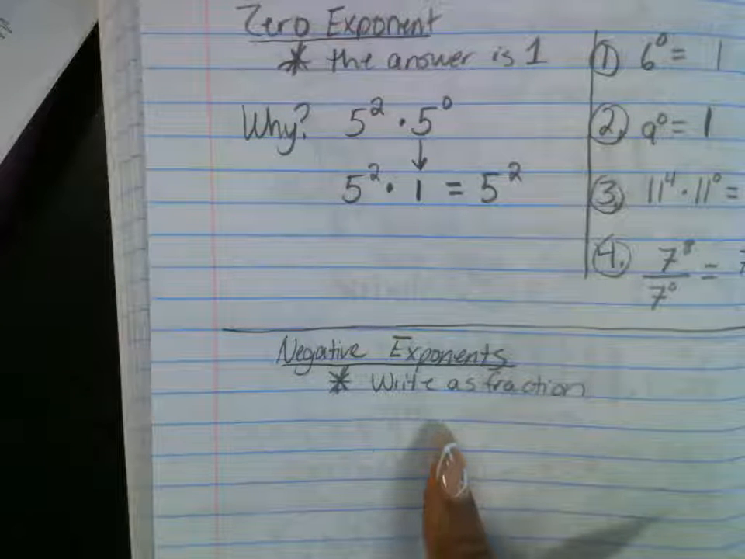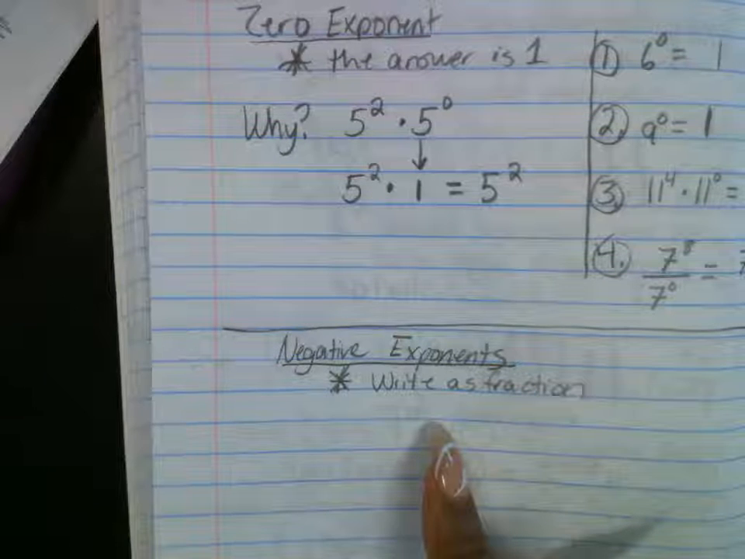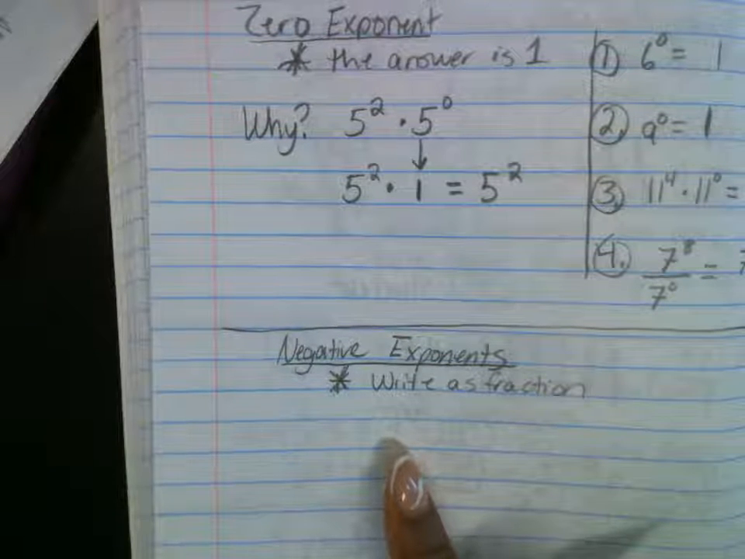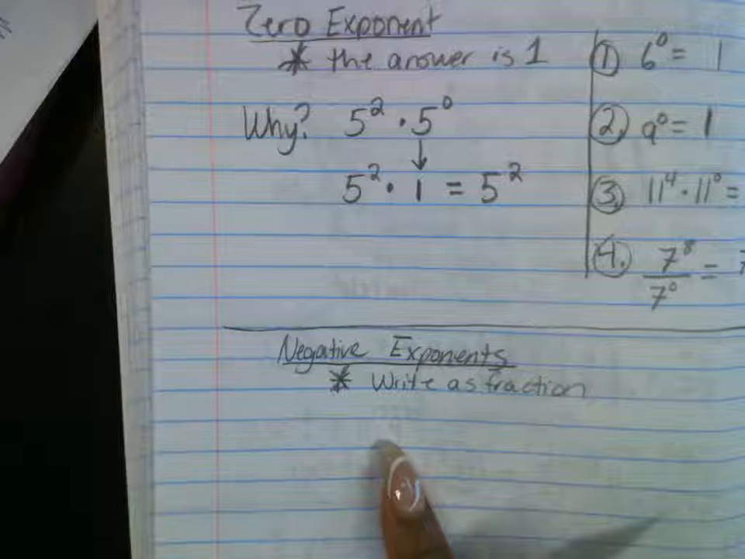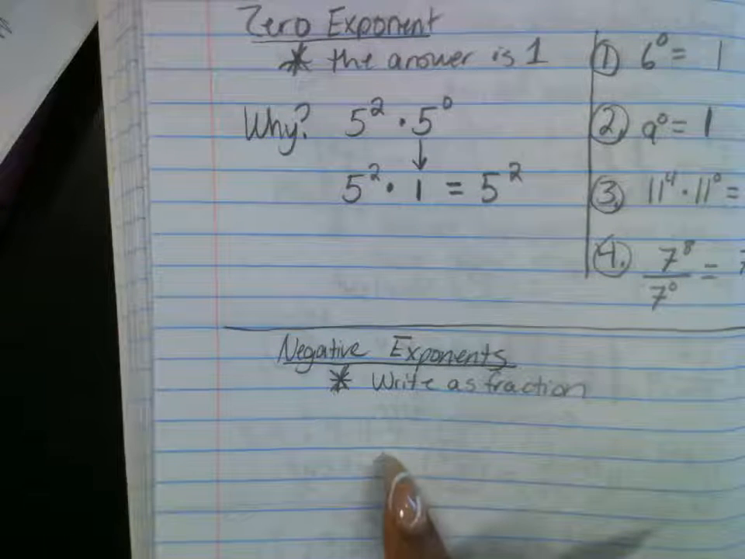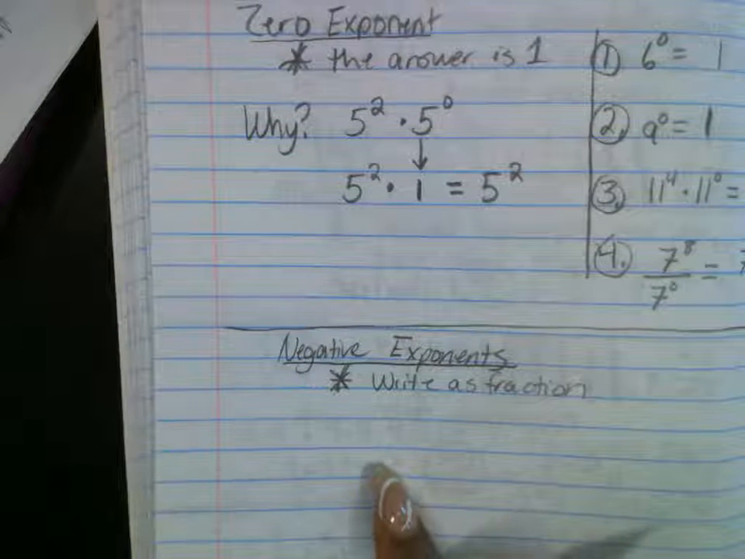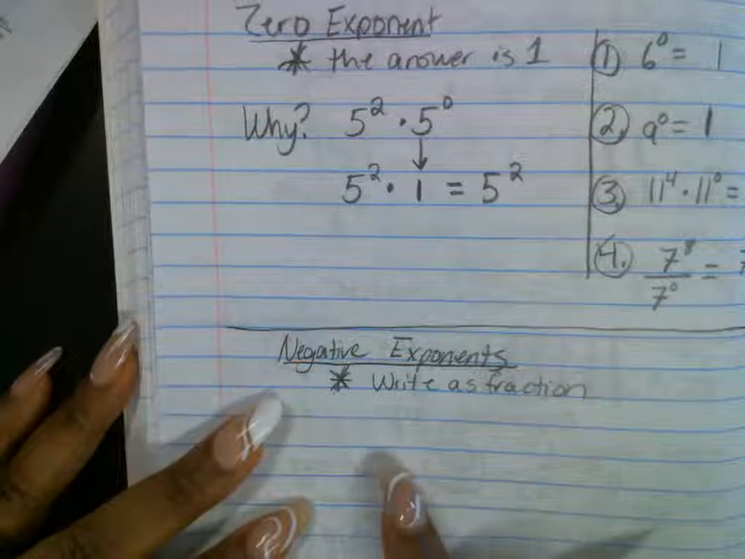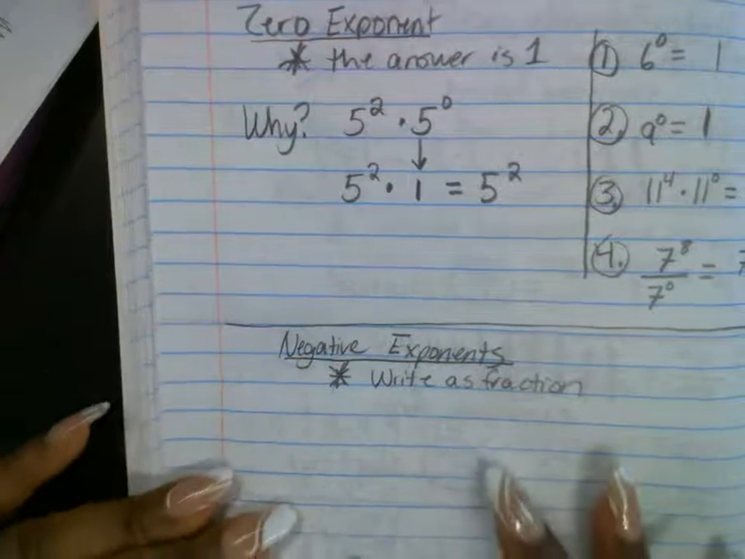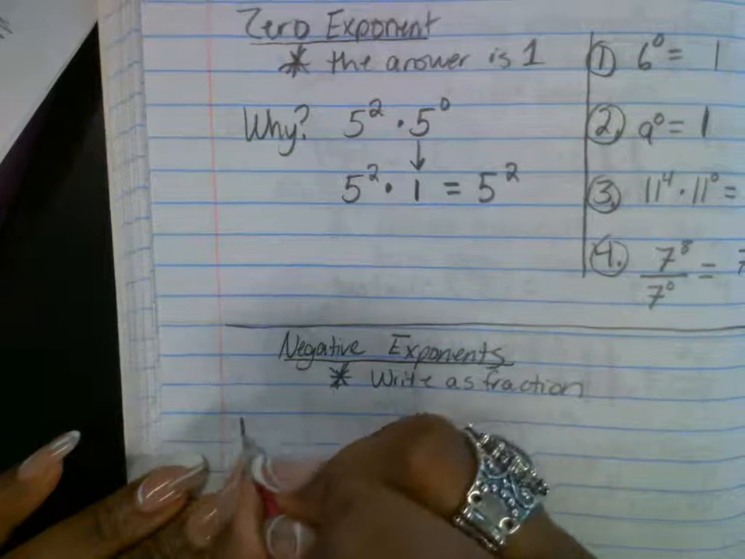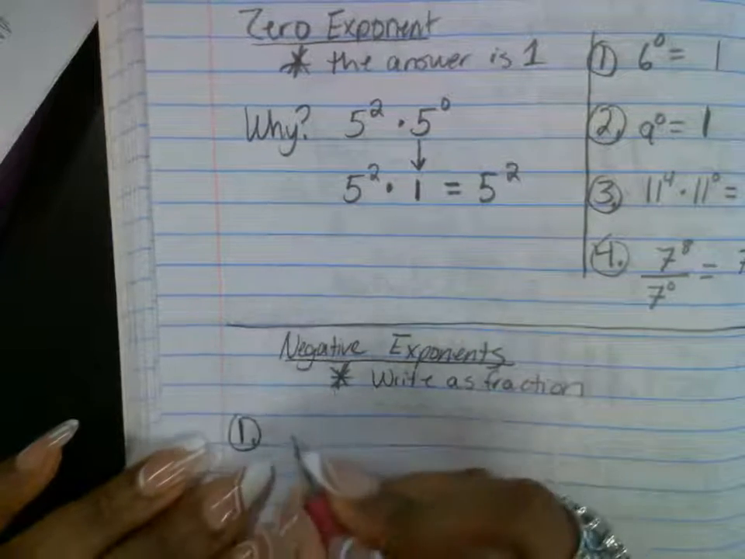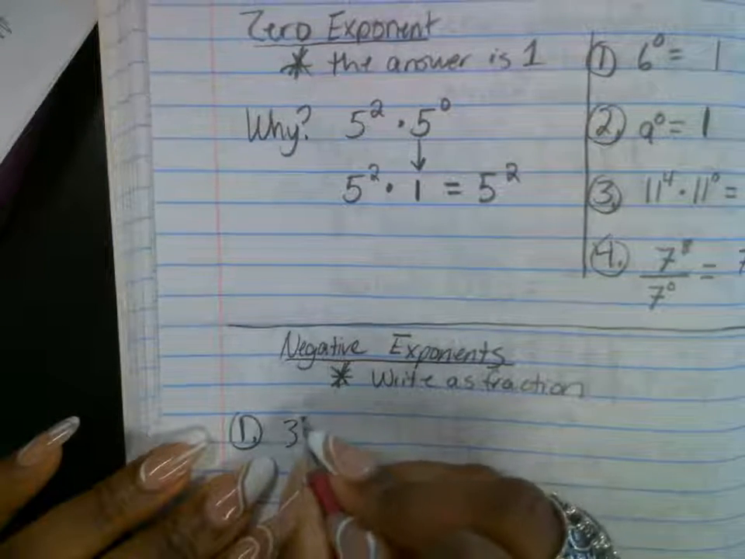Okay, positive is the opposite of negative. Multiplication is the opposite of division. So positive exponent, multiplication problem. Negative exponent, division problem. Any questions about what I just said? No, ma'am. So this is what that looks like, okay? Number 1, we have 3 to the negative 4th power.